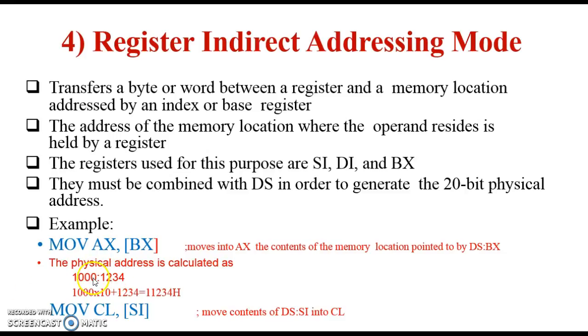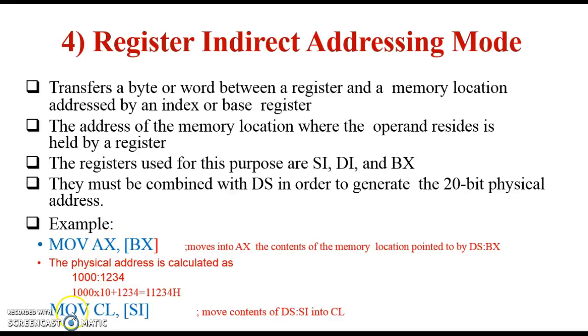For example, DS contains 1000H and BX contains 1234H. So the content of DS is shifted towards left by 4 bits and added with the content of register BX to find the total physical address. So the total physical address in this example is 11234H.